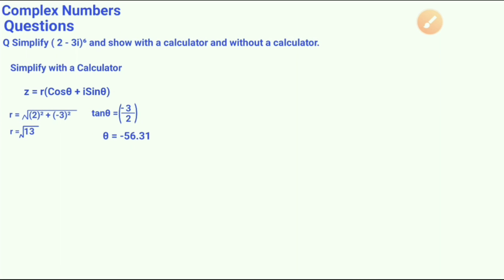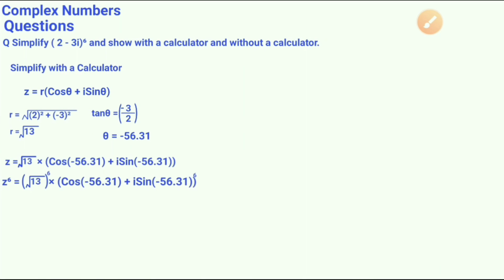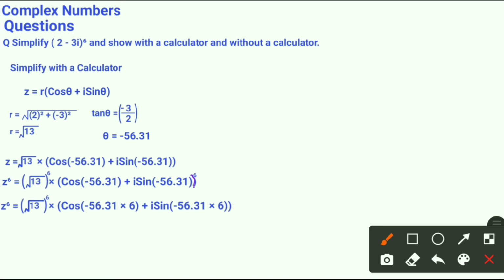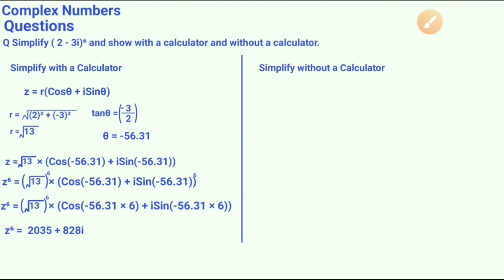Simplify with a calculator, finding the value of r and then finding the angle, putting it into the equation. After putting in power 6, you can see here how it happens. Whenever we put a power 6, it comes down here and multiplies by its angle, and you get this value.